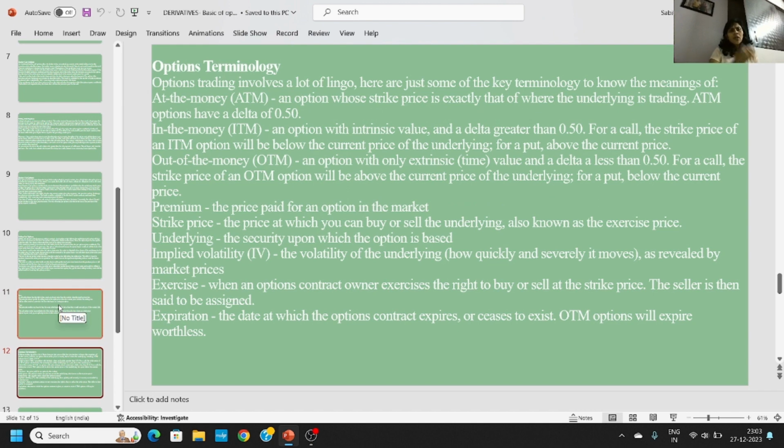Options terminology. Option trading involves a lot of lingo. Here are just some key terminology to know, the meaning of at the money.